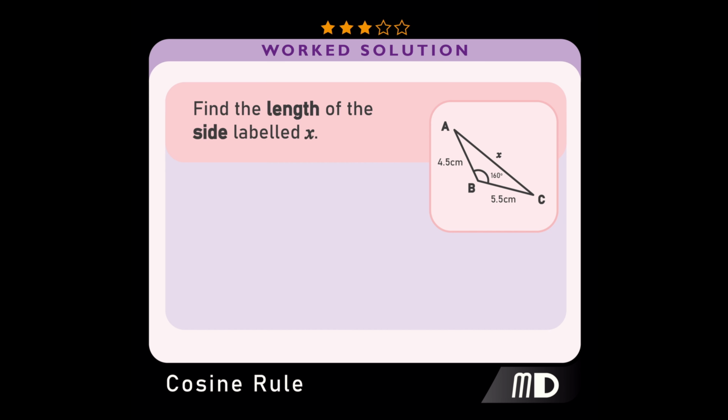If we know the size of all three sides, and we need to find the size of an angle, we can use the cosine rule. Or, if we know the length of two sides and the angle between them, we can use the cosine rule to find the length of the third side. In this question, we are given the length of two sides and the size of the angle between them. And we need to find the length of the side opposite that angle. So, in this case, it's appropriate to use the cosine rule.